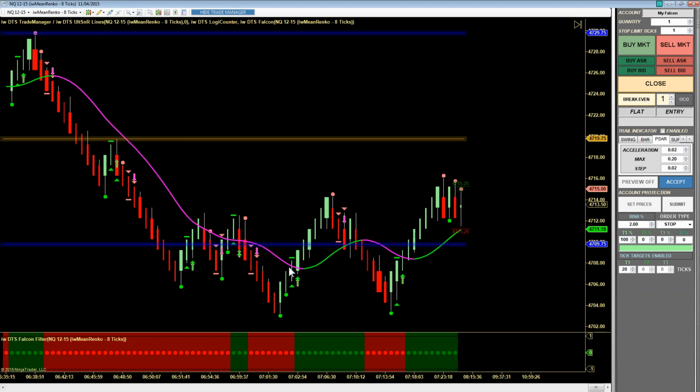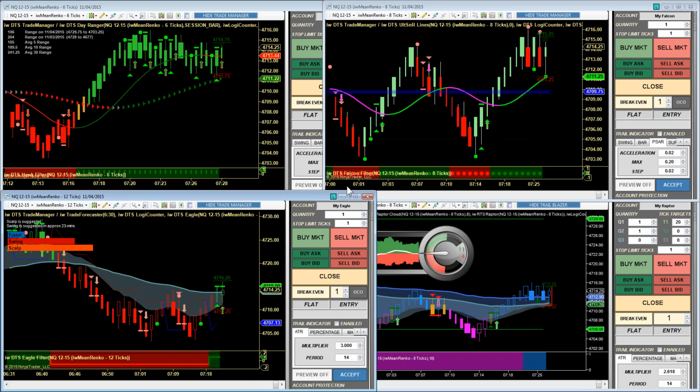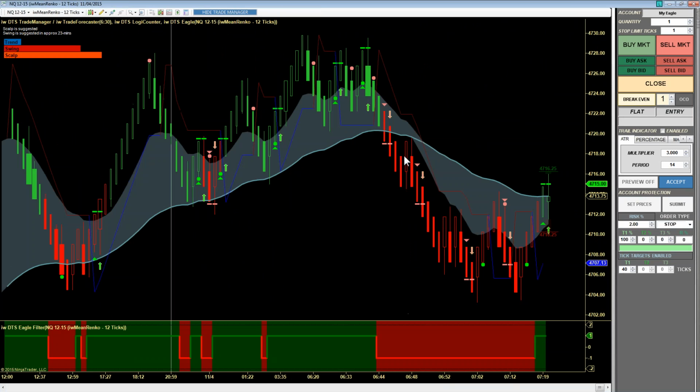But you can see we're waffling quite a bit here. The trend line keeps flipping back and forth. The filter keeps flipping back and forth. Not the best day for examples. Same thing now on the Eagle.